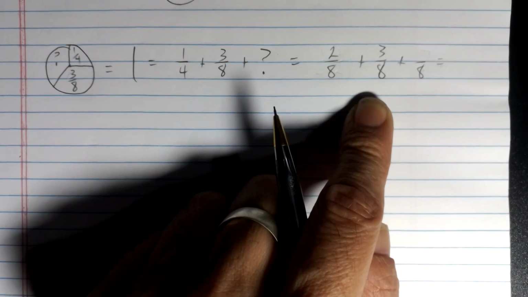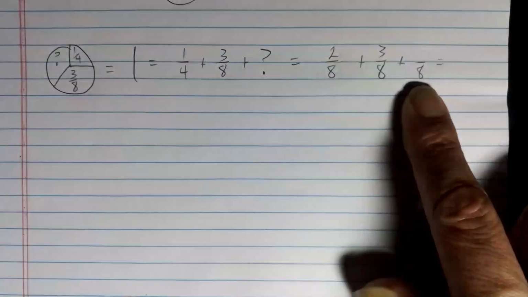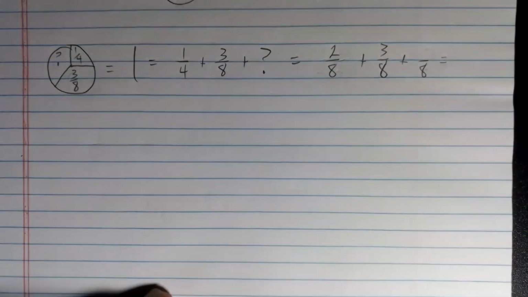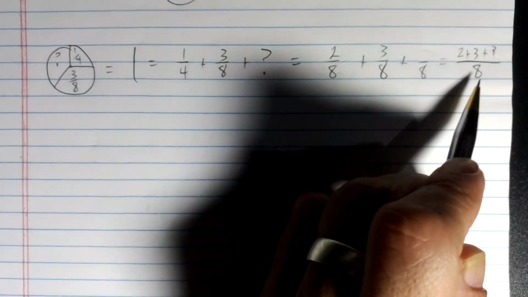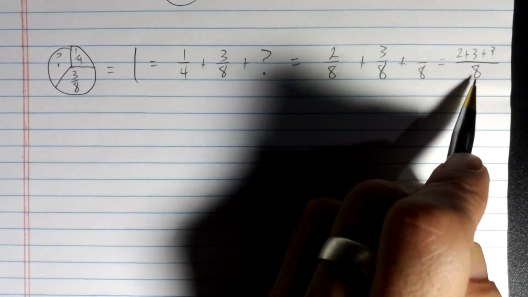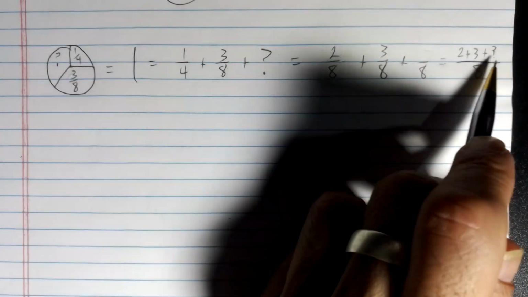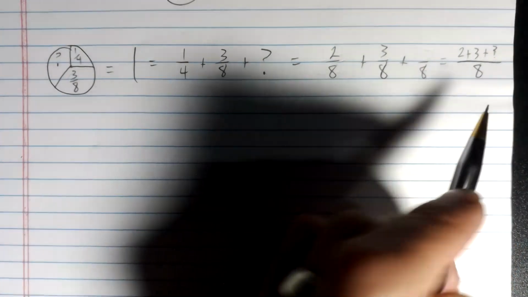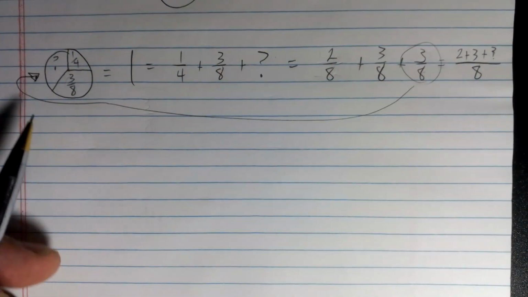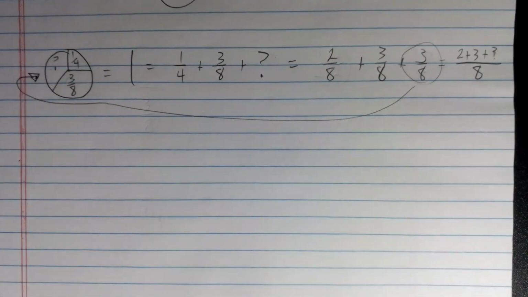Now, hopefully you'll know that this last section is going to be something divided by an 8. And like I did last time, I'm going to check, hey, 2 plus 3 plus something should equal 8 to make this whole thing a 1. And since 2 plus 3 is a 5, that question mark has to be a 3. And as it turns out, that little section is also 3/8, just like this section.